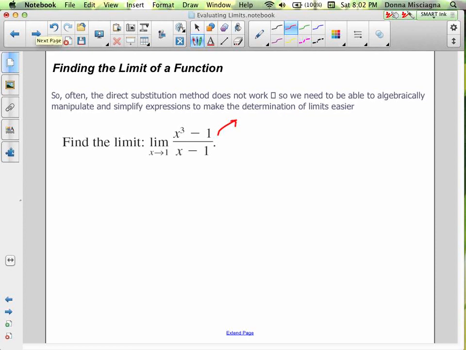the numerator would go to 1 cubed minus 1. Well, 1 cubed is 1, and 1 minus 1 is 0. And the denominator is going to 1 minus 1. That's also going to 0 as x approaches 1. So this is another indeterminate limit.